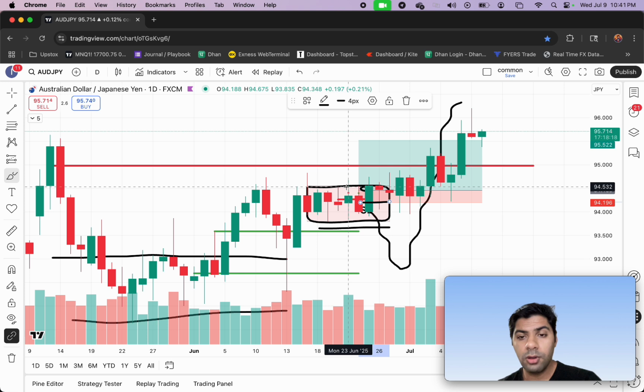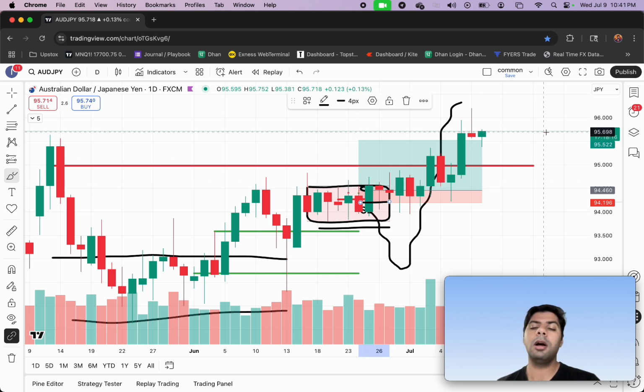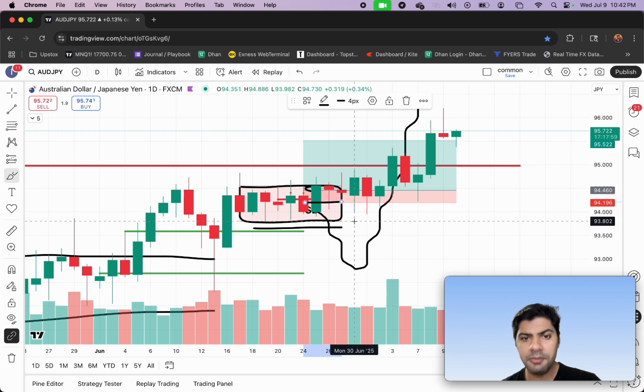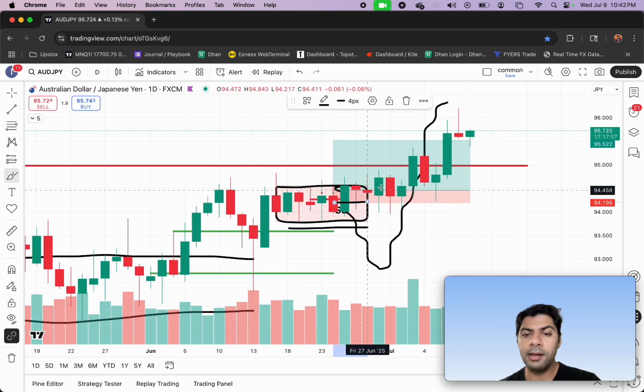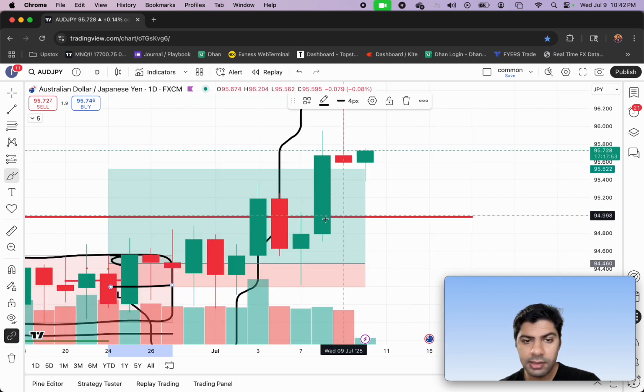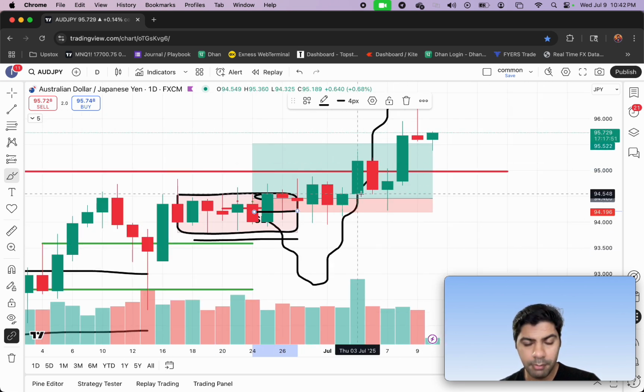However, this trade took a very long time to launch, more particularly because the other Aussie and other yen pairs weren't ready. So when all of these pairs had aligned through correlation, and when all the pairs were ready to move, that's when the Aussie yen pair also started to move, and this happened around 3rd of July. That's where the trade began.